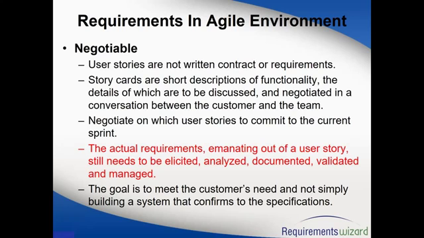So if your product owner is saying, okay, I want six stories to be done in iteration one, and if your team thinks that it's too much work for them, it has to be negotiated. You can say that out of six, we can do three or four. The remaining two can be done in iteration two or sprint two. So you can negotiate with your product owner and come to a common ground.